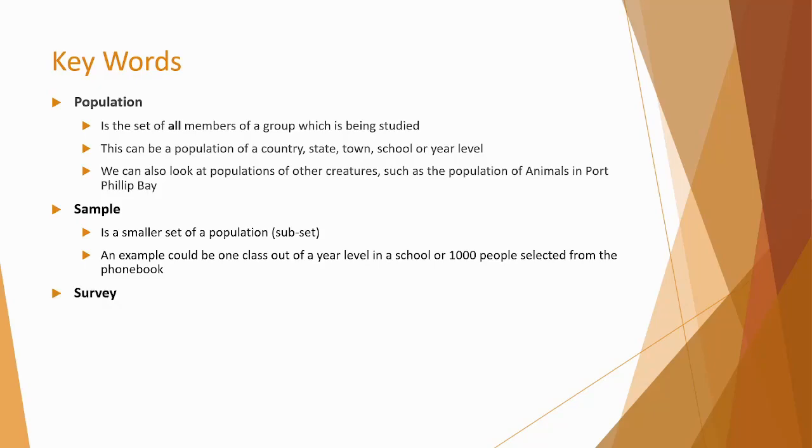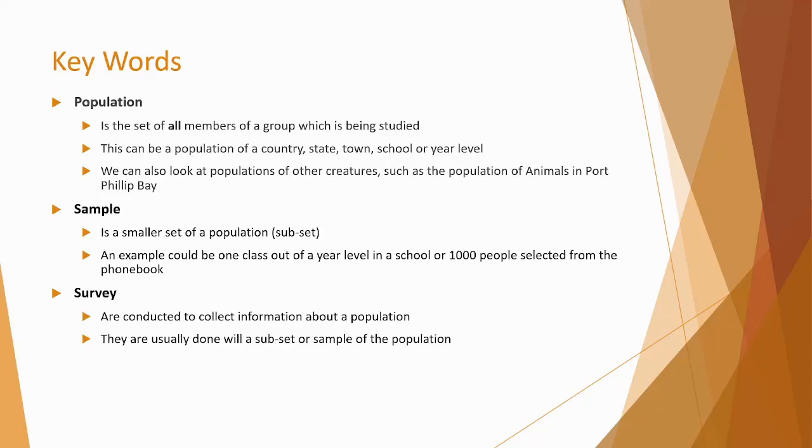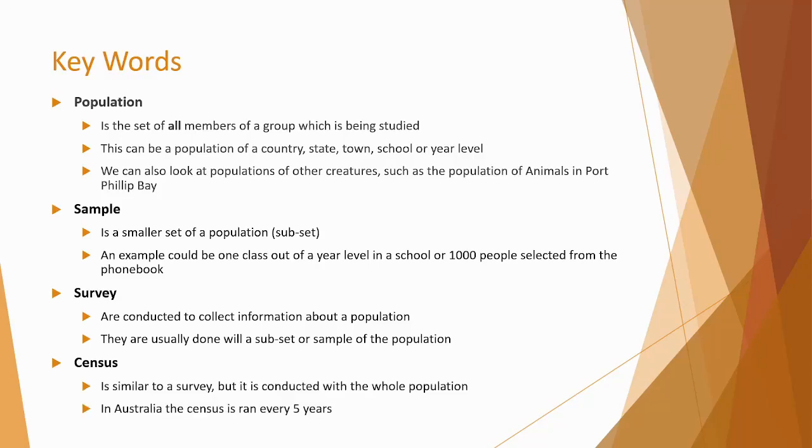Next is a survey. Now, a survey is used to collect information about a population, and it's usually done with a small set or a subset of that population. So I might go into that one class and do a quick survey to find out what the year level thinks. And finally, a census is similar to a survey, but you do it across the whole population. So you might do a census in the school and every student has to respond to the survey. In Australia, we have a census run every 5 years. So there's one in 2021, there was one in 2016, and there'll be one in 2026.